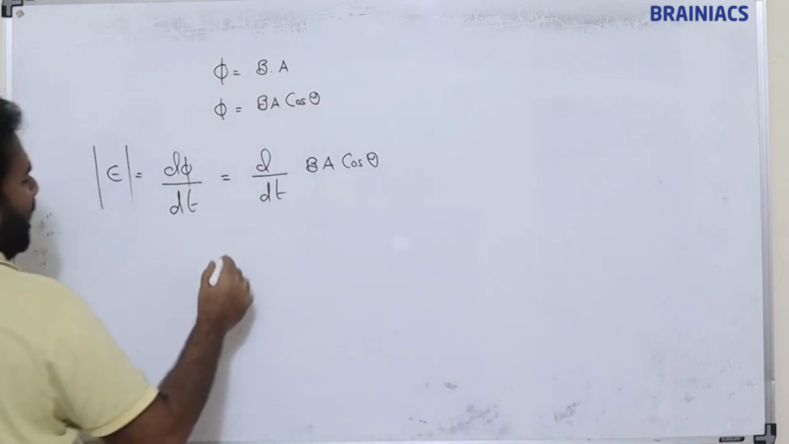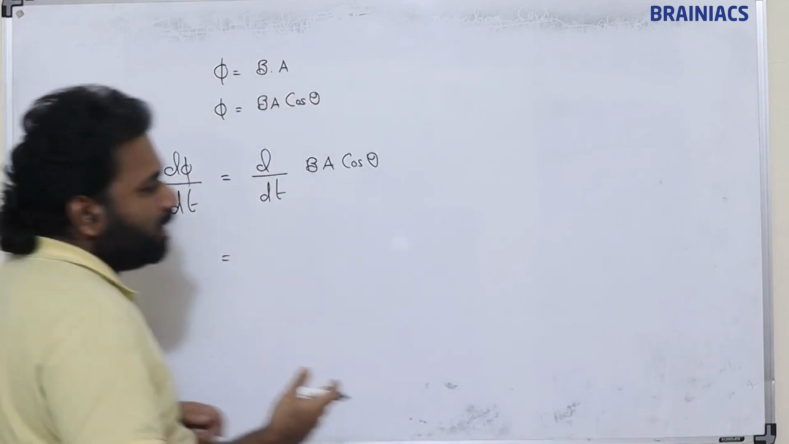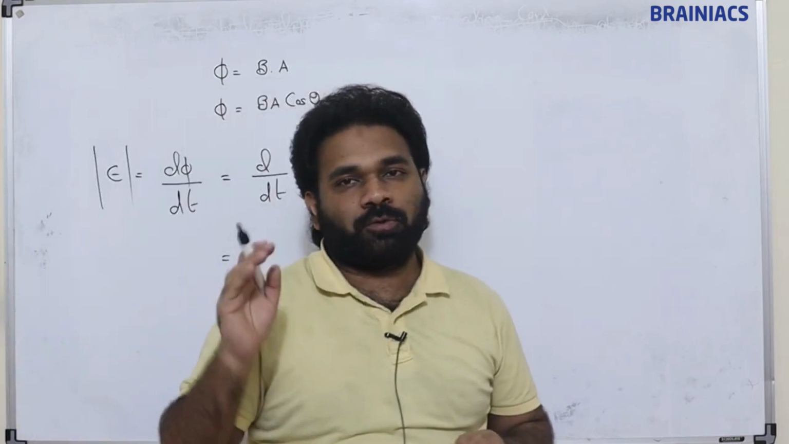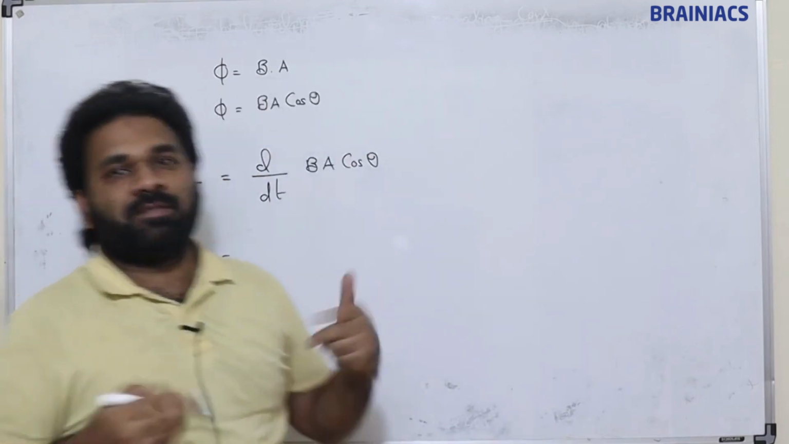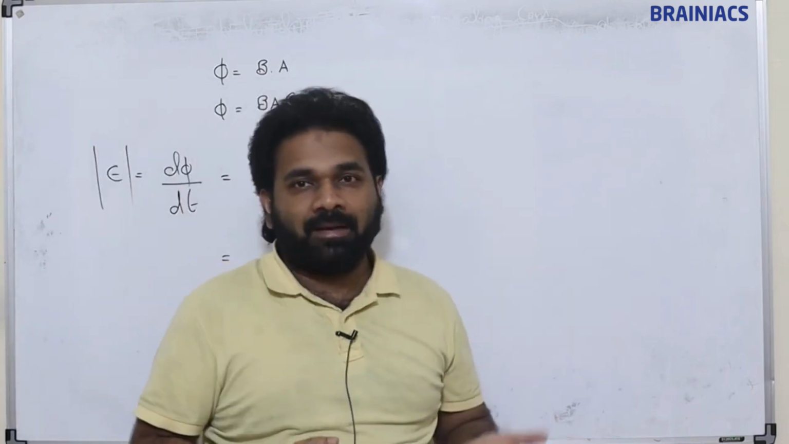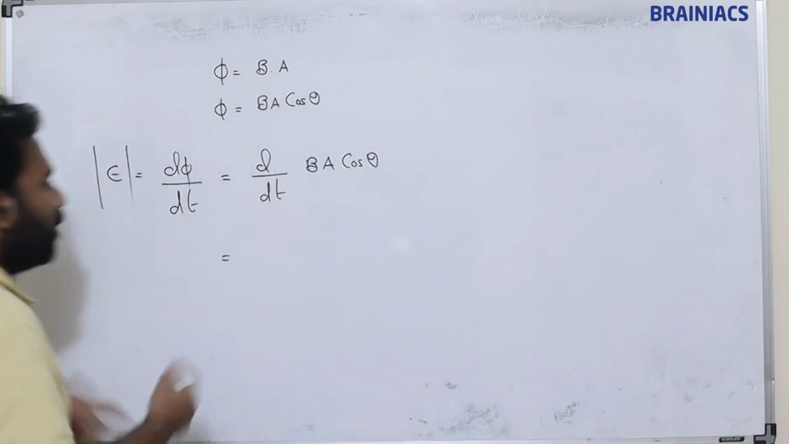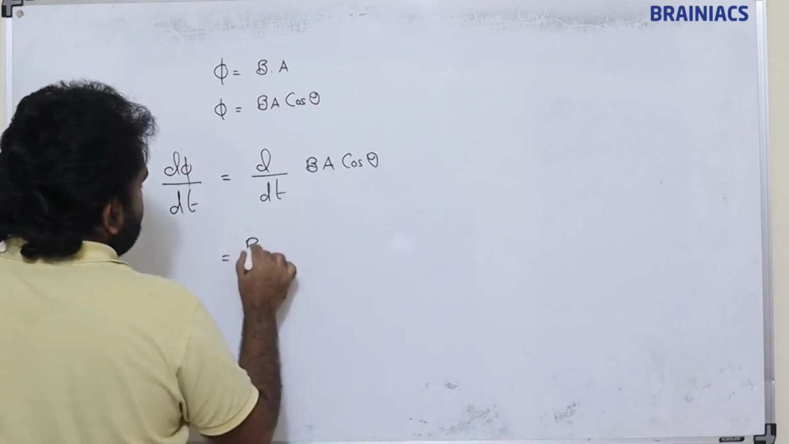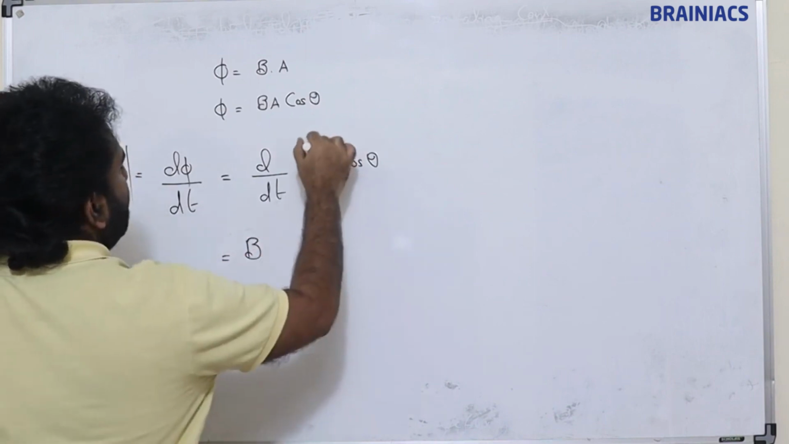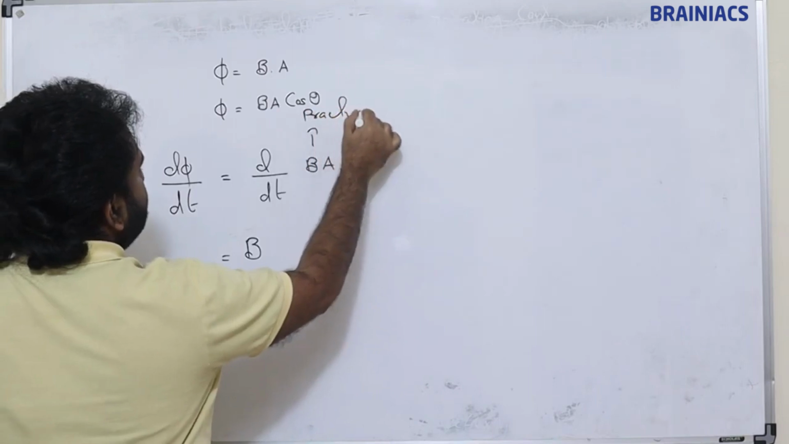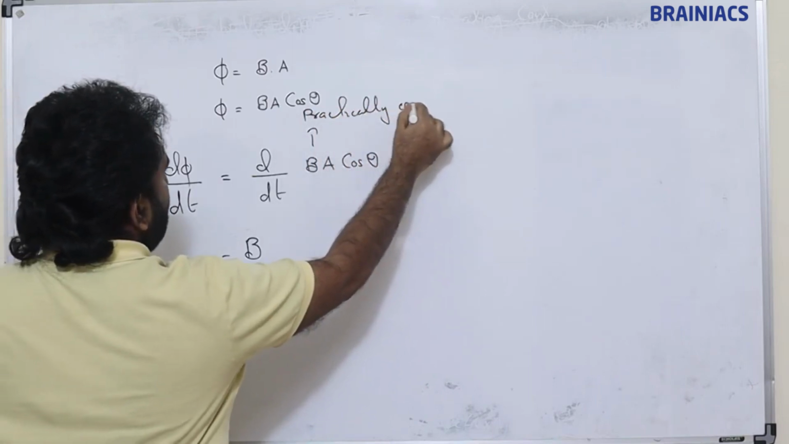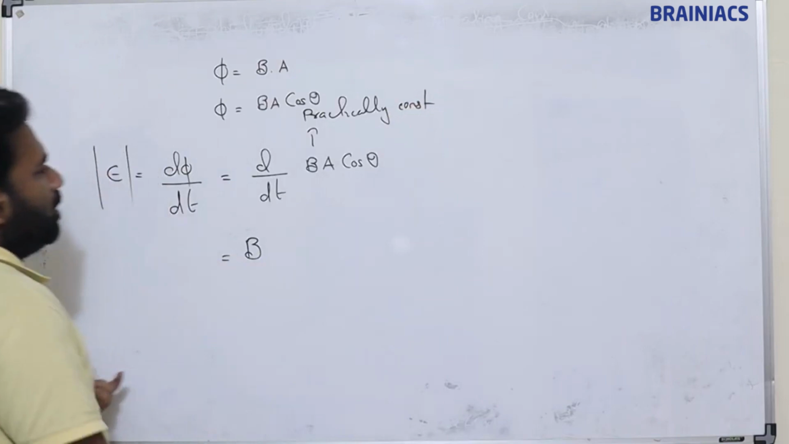So always what will happen, for the sake of problems, for scoring marks, we have done problems where the magnetic field is changed. But practically, the magnetic field cannot be changed easily. So this B will be, practically, constant.